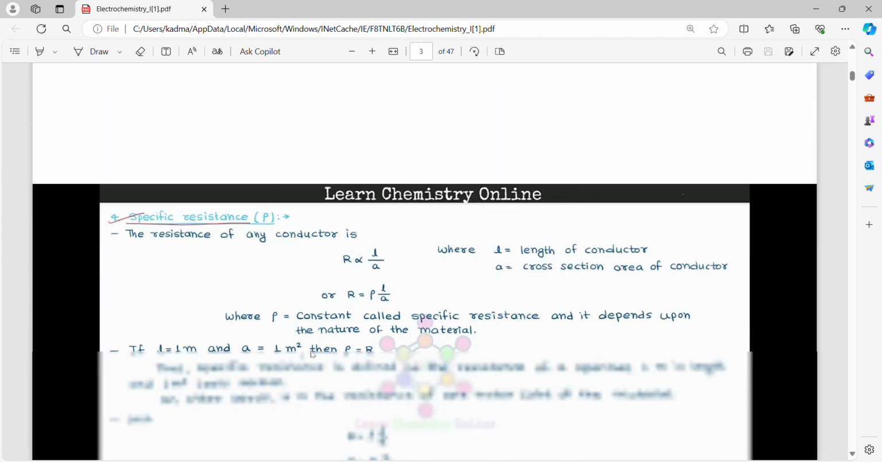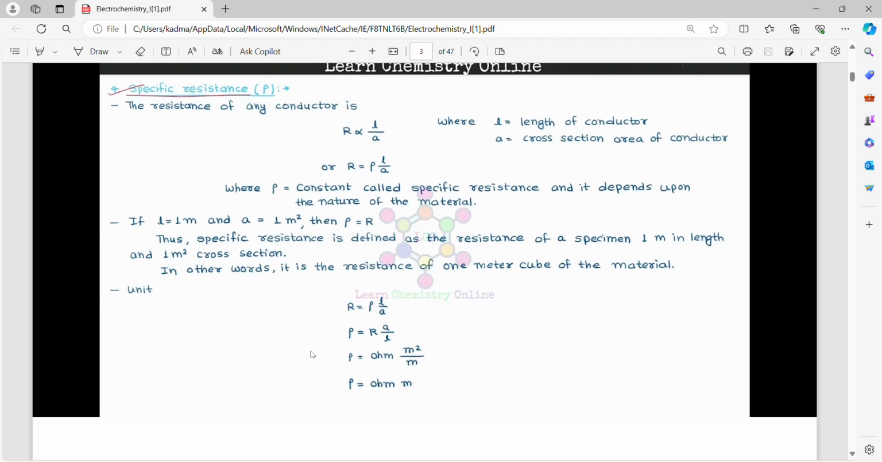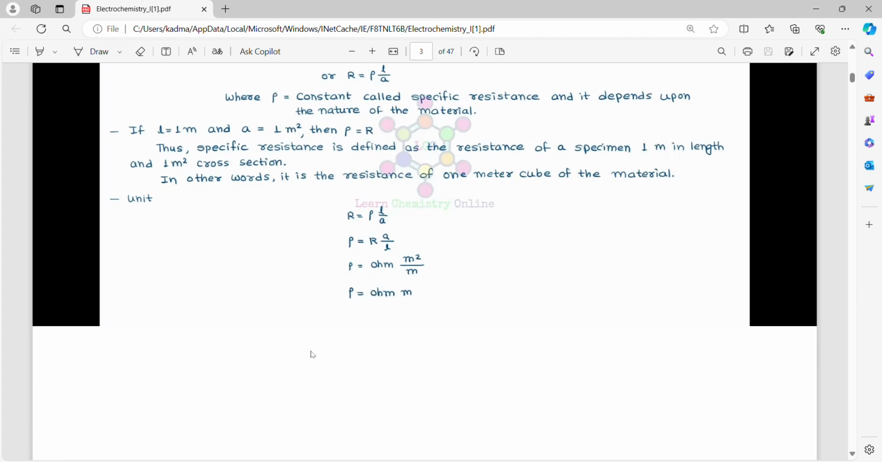is the resistance. Specific resistance: the resistance R of any conductor is directly proportional to L by A, R is equal to rho L by A, where rho is a constant called specific resistance. If L is equal to 1 meter and A is equal to 1 meter square, then rho is equal to R. The specific resistance is defined as the resistance of a specimen 1 meter in length and 1 meter square in cross section. In other words, it is the resistance of 1 meter cube of the material. Unit: R is equal to rho L by A, so rho is in ohm meter.